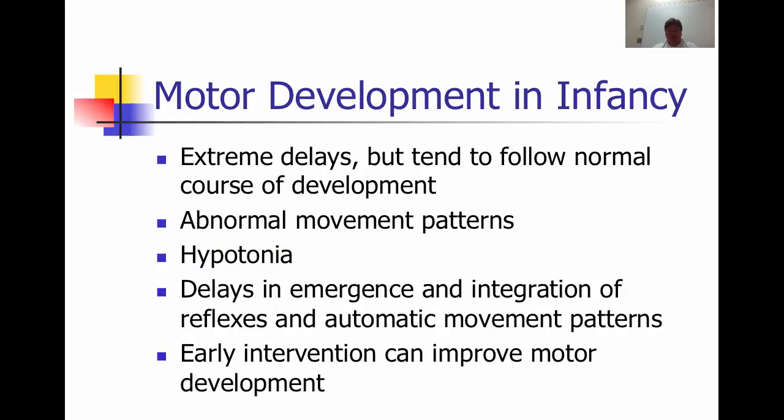So in terms of when they move into infancy, we see these extreme delays, but they tend to follow the normal course of development, just at a slower rate. We see lots of hypotonia, delays in emergence and integration of reflexes and automatic movement patterns. However, once again, and this might be the biggest take-home message here, early intervention can improve their motor development. So these children need to be shown how to move correctly and how to produce these skilled movements.